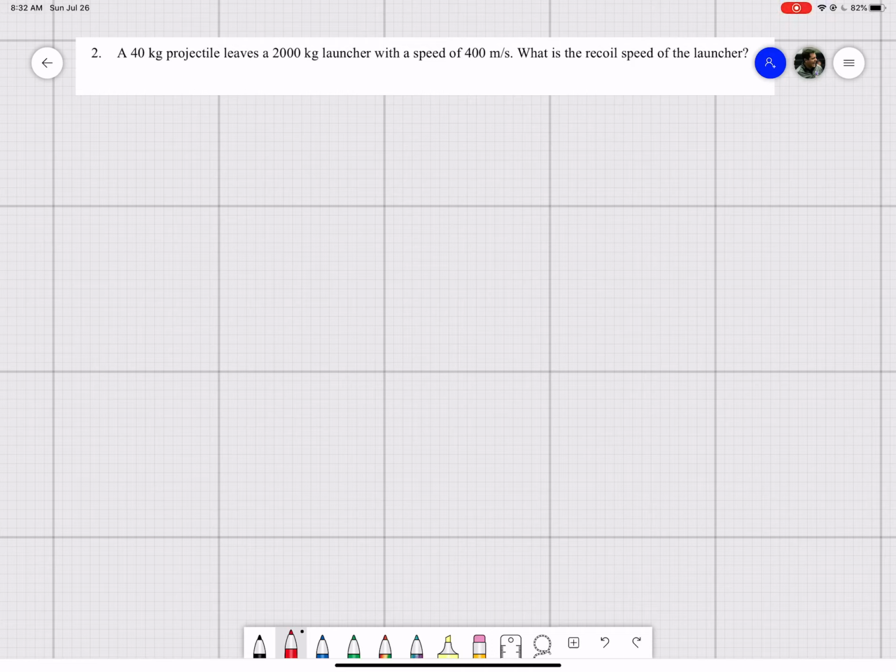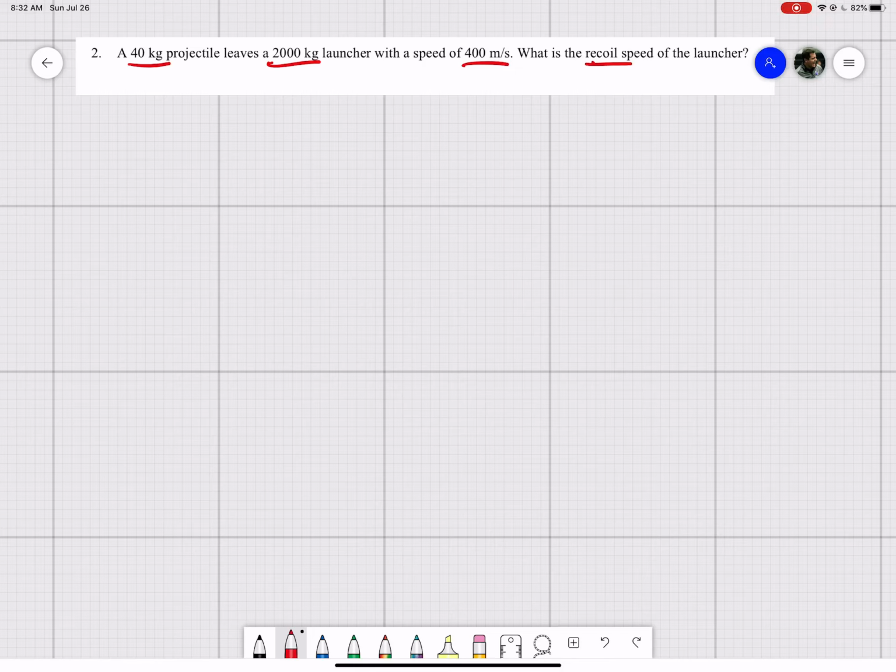Question number 2. We are given a 40 kilogram projectile. We are given a 2,000 kilogram launcher, and we have a velocity of 400 meters per second. And it mentions recoil. But we can think about it. We have an object, a cannon, basically, that is going to fire off a projectile at 400 meters per second.